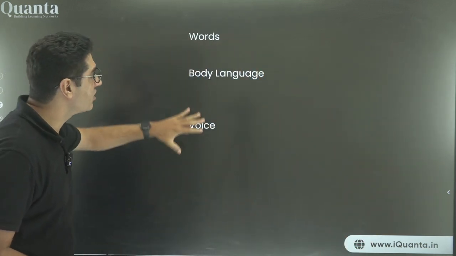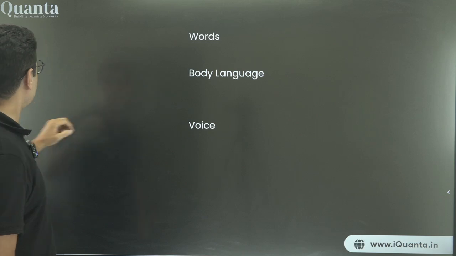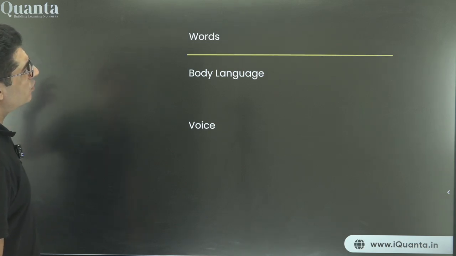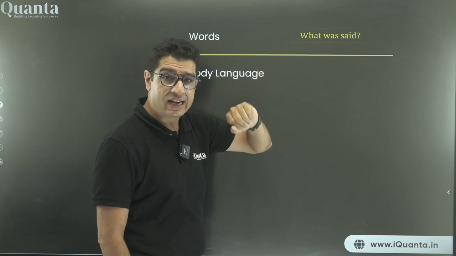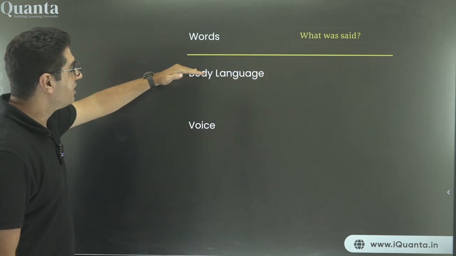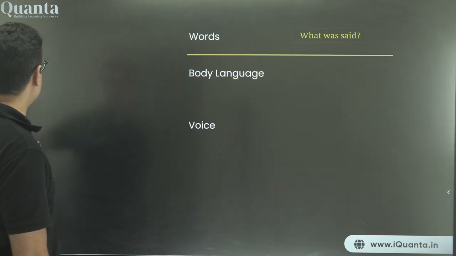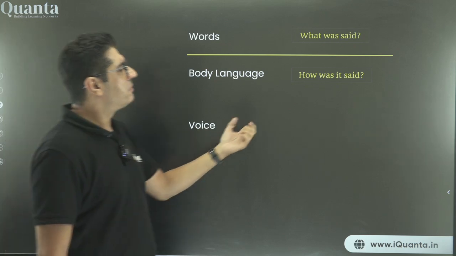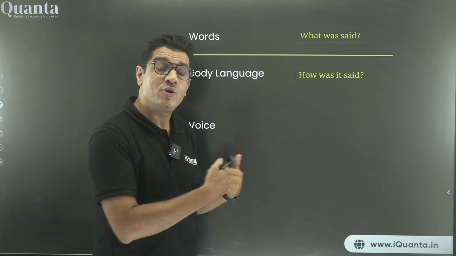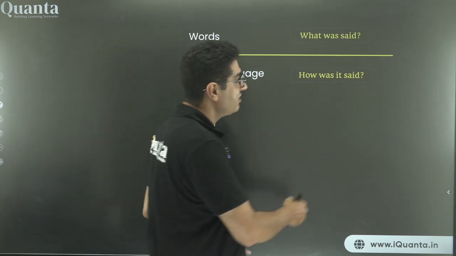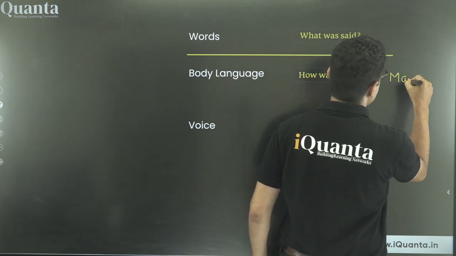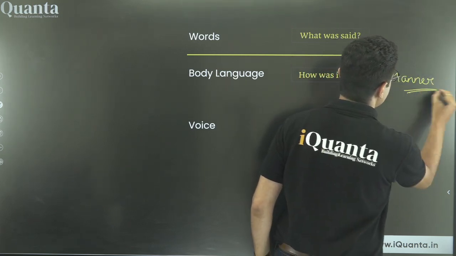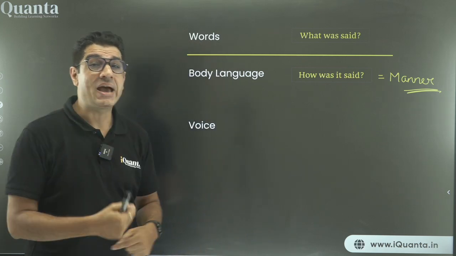There are a lot of other things that we use, but right now let's focus on these three major things. So when I talk about the words, can I say that the words represent the part which corresponds to what was said? And when it comes to body language and voice, these two things taken together basically go ahead and talk about how it was said. Or in other words, this is the part that determines the manner.